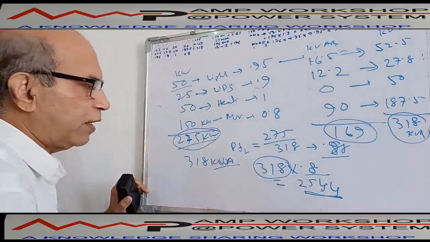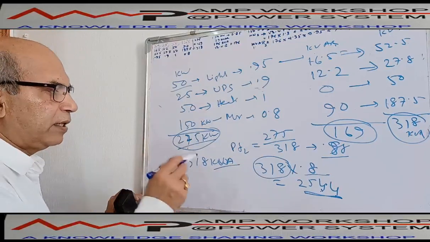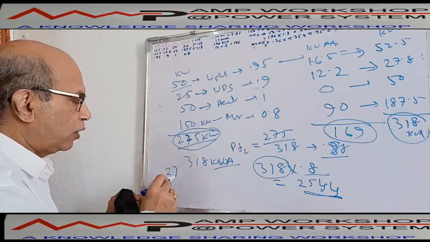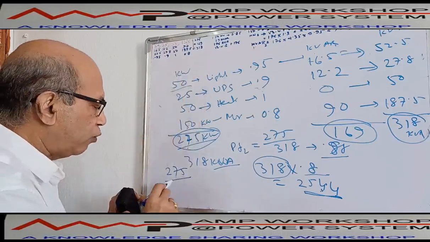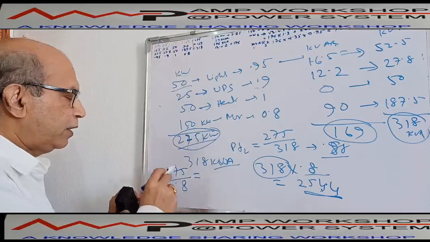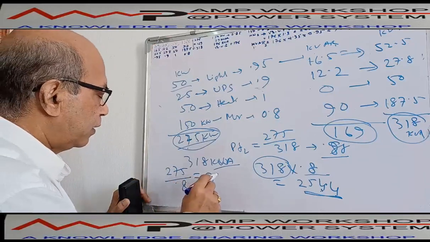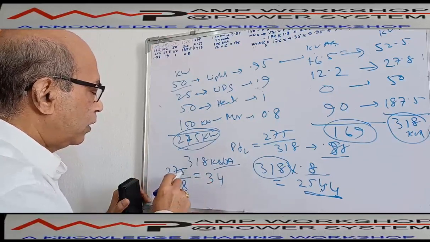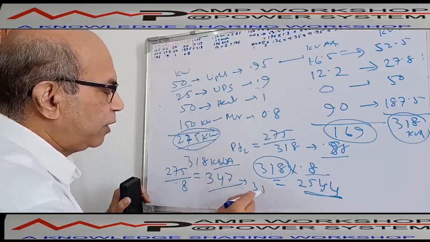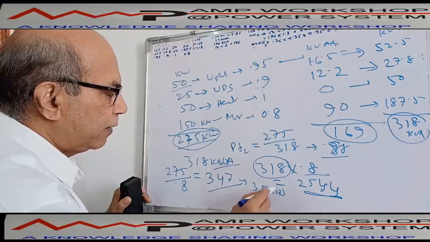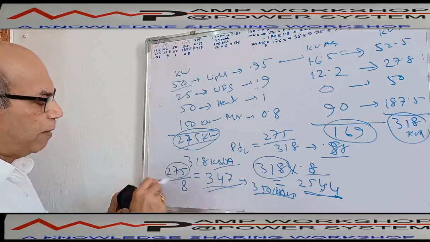That means this generator cannot give the required power. So how can I calculate the required size? The required kilowatt is 275, and the generator is rated at 0.8 power factor, so we divide by 0.8. This gives about 347. So a 350 kVA generator can cater for 275 kilowatt.